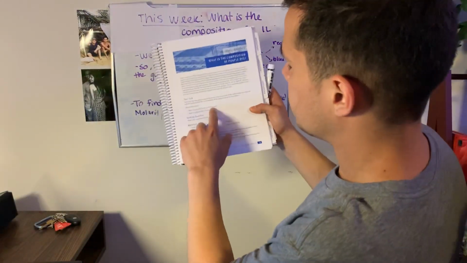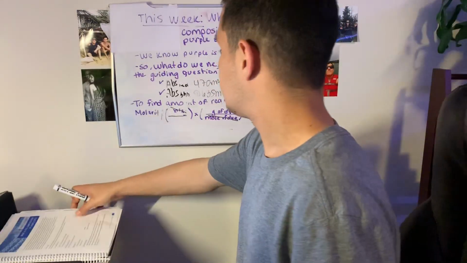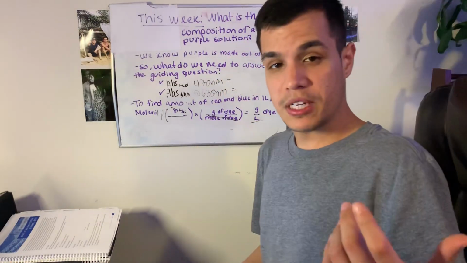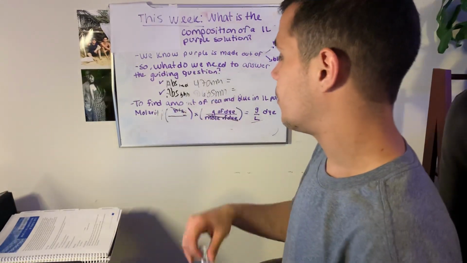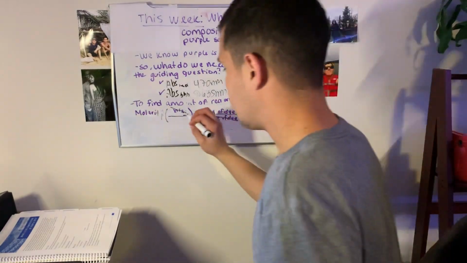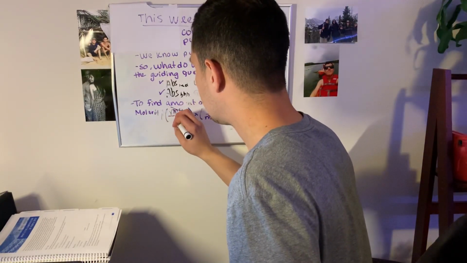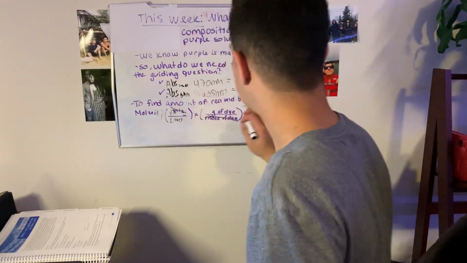Like I was saying, we're gonna use the molarities here, and the reason for that is because, as I was just explaining before, what we found right now was the molarity for red and blue in the purple solution. So we want to find how many grams per liter we have.